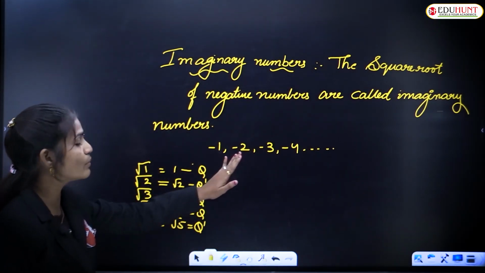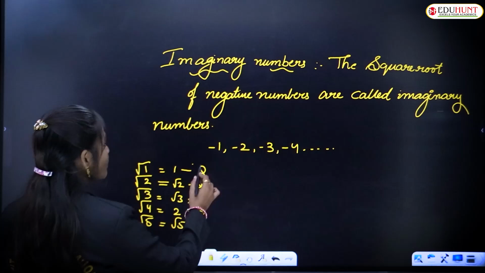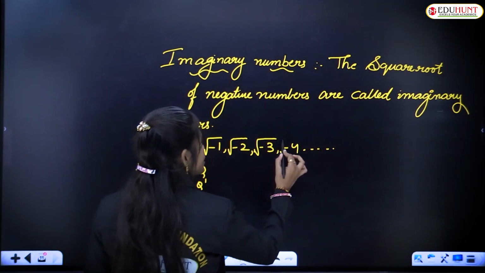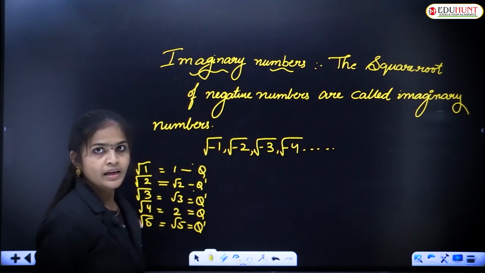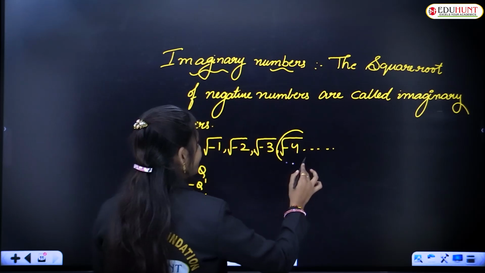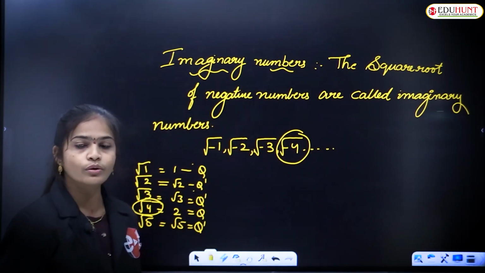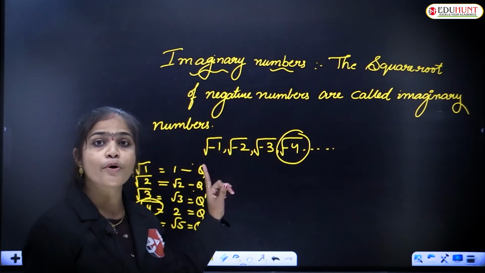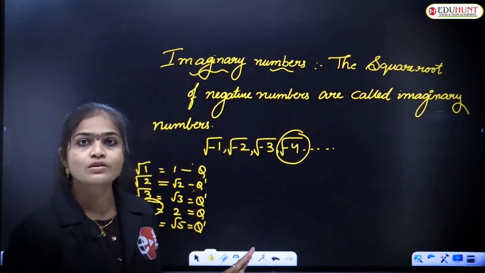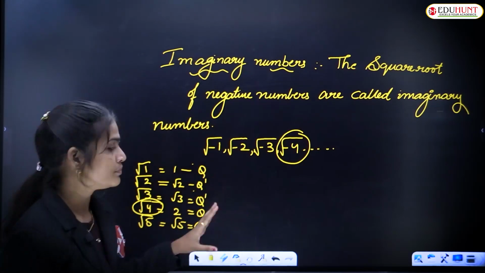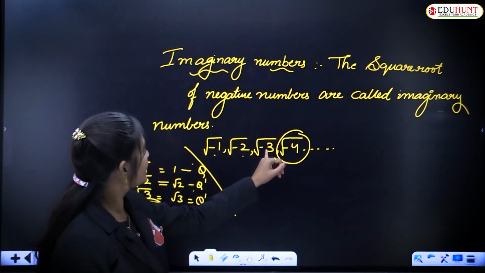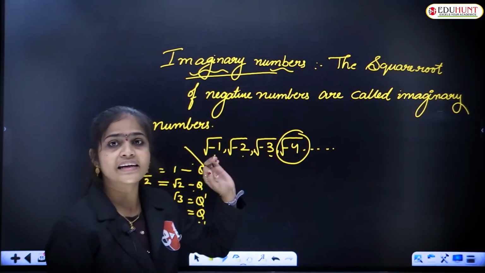Now what about square roots of negative numbers? Square root of minus 1, square root of minus 2, square root of minus 3, square root of minus 4 and so on. Is it possible to say that square root of 4 and square root of minus 4 are equal? No, why? Because square root of 4 is positive and square root of minus 4 is negative. So these two are different. The square roots of negative numbers are known as imaginary numbers.